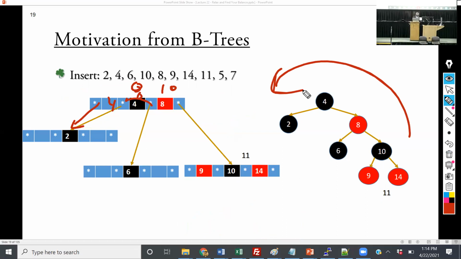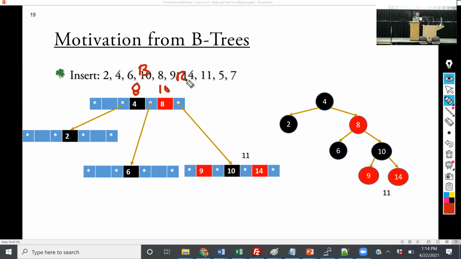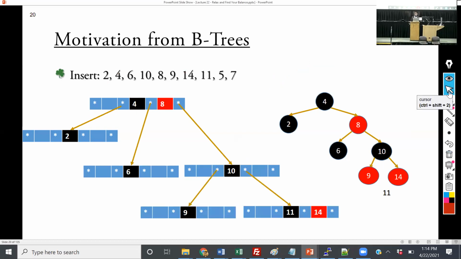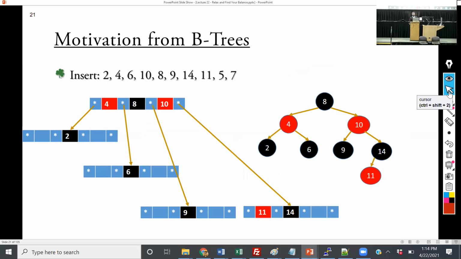In the end, by having this, what we're going to see is that 8 will be in the middle, and that will be a black node. 10 will be on the right, and will be red. 4 is going to become red. And everything else that we've drawn out will remain the same. So it's going to look like this. It's going to merge up. And that is our final thing.